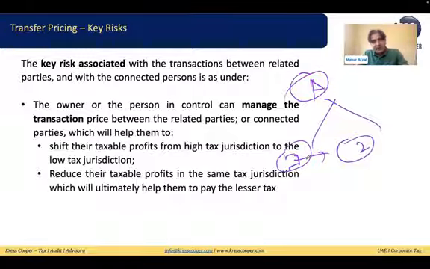So what is the risk? When A is managing the price, there is a possibility that A can shift the profit from the high tax jurisdiction to the low tax jurisdiction. That is the first risk. The second risk is that A can reduce the taxable profit within the same tax jurisdiction. Ultimately, it will be a loss to the federal tax authority, a loss to the tax authorities.